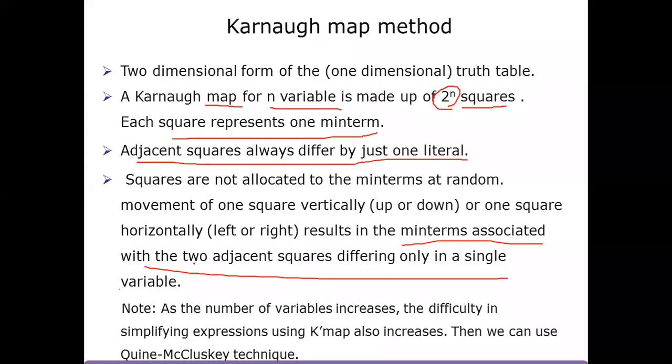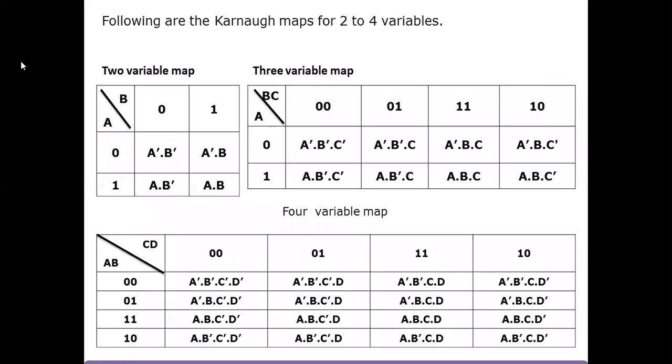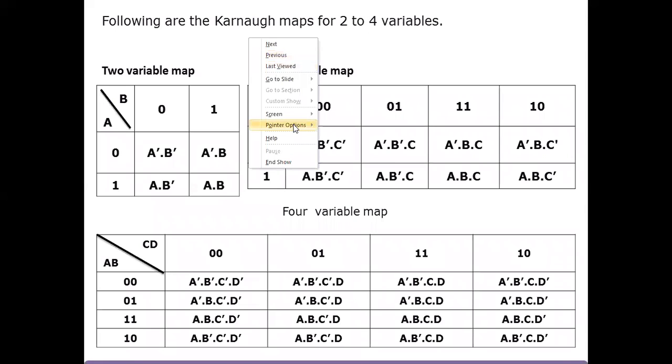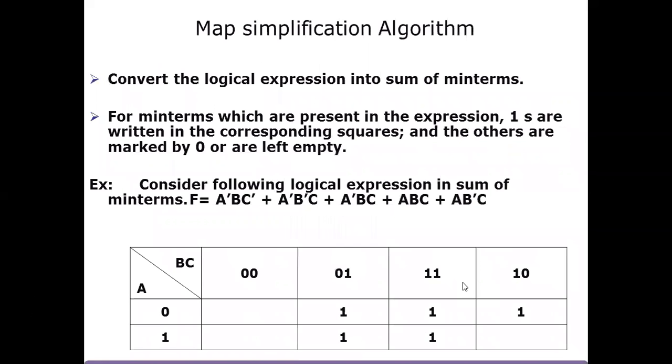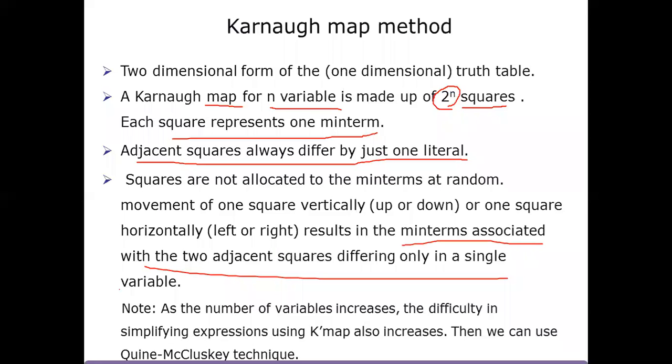It's a table something like this. For two variables, the K-map would be like this. For three variables, it would be like this. And for four variables, it would be like this. More than this is quite difficult, so we use other methods like the Quine-McCluskey technique.